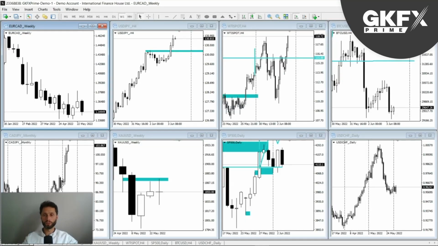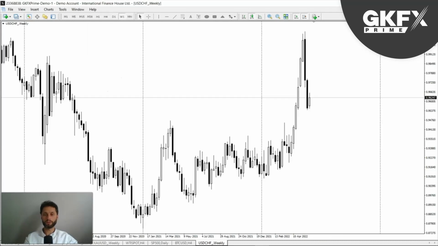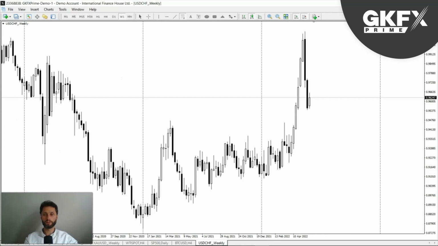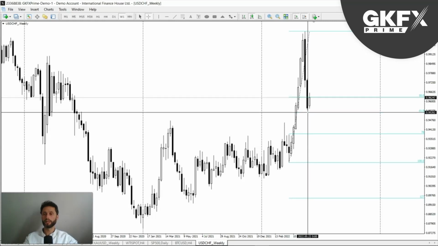Next, I'm going to go to dollar Swiss. If I have a look at dollar Swiss again on the weekly, I can see that we're having this pullback here. I'm just going to draw a fib from the last obvious low to the high, and I can see that we've gone through the 50, but we haven't reached the 60.18 level right here.